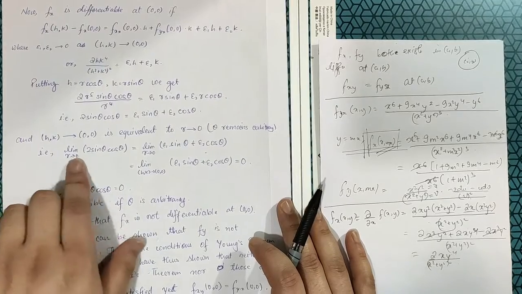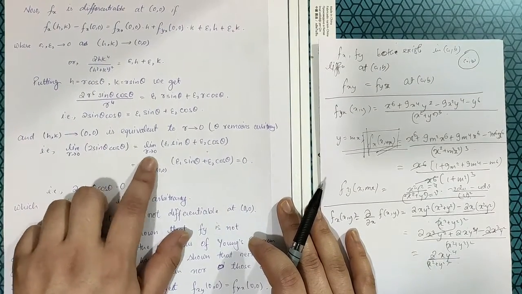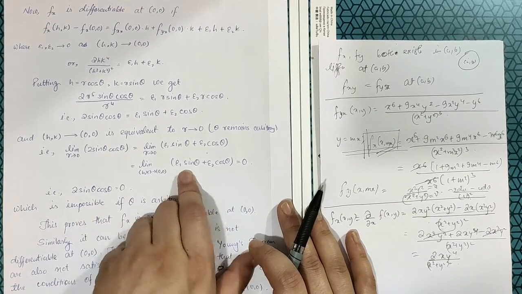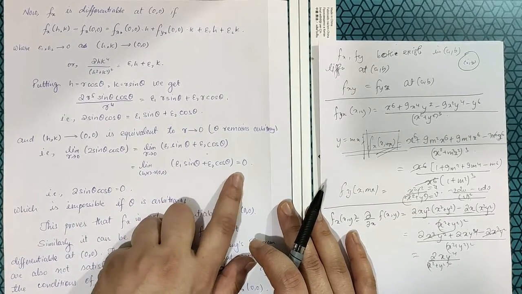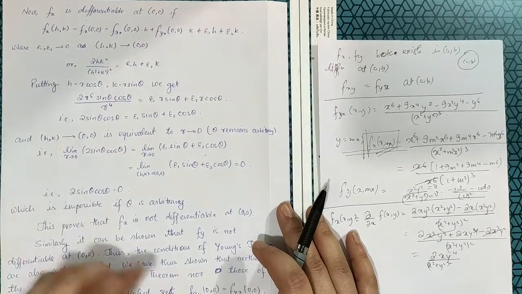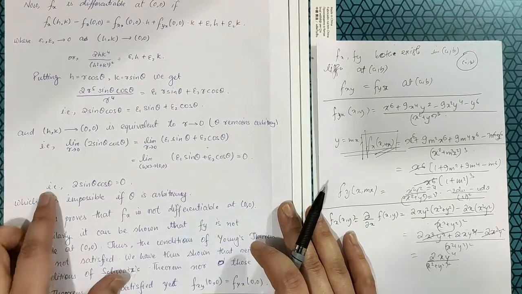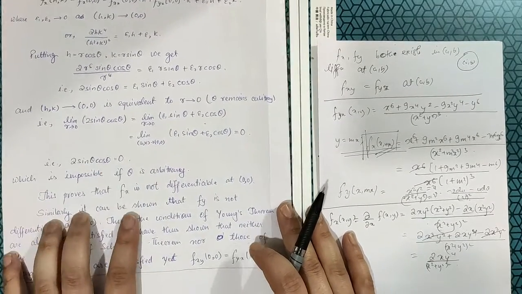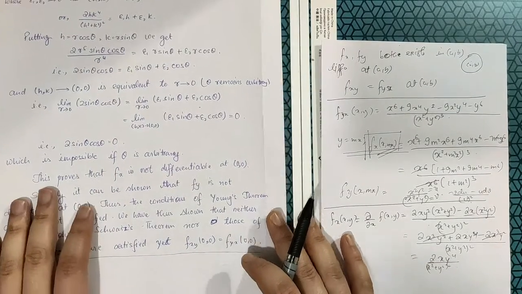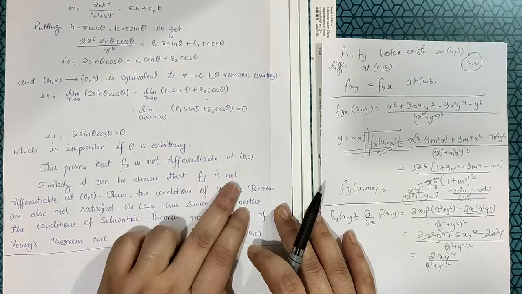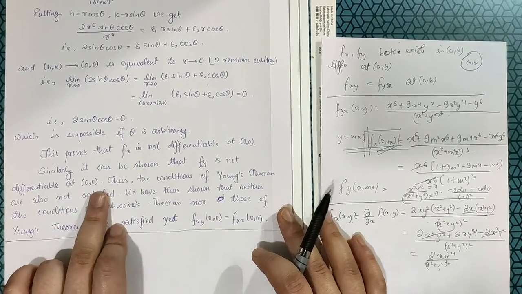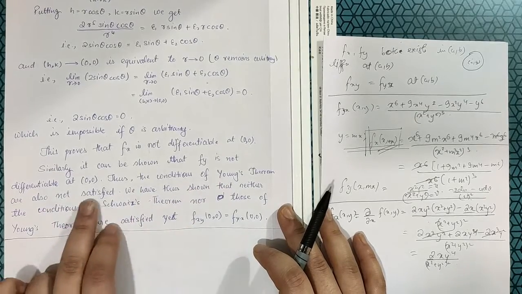That is, the limit as r tends to 0 of 2 sin theta cos theta is equal to the limit as (h, k) tends to 0 of epsilon 1 sin theta plus epsilon 2 cos theta, but we know that epsilon 1 and epsilon 2 tend to 0 as (h, k) tends to (0, 0), hence we get 0. Therefore 2 sin theta cos theta is equal to 0, which is impossible if theta is arbitrary. So this proves that f_x is not differentiable at (0, 0). Similarly, it can be shown that f_y is not differentiable at (0, 0). Thus the conditions of Young's theorem are also not satisfied.